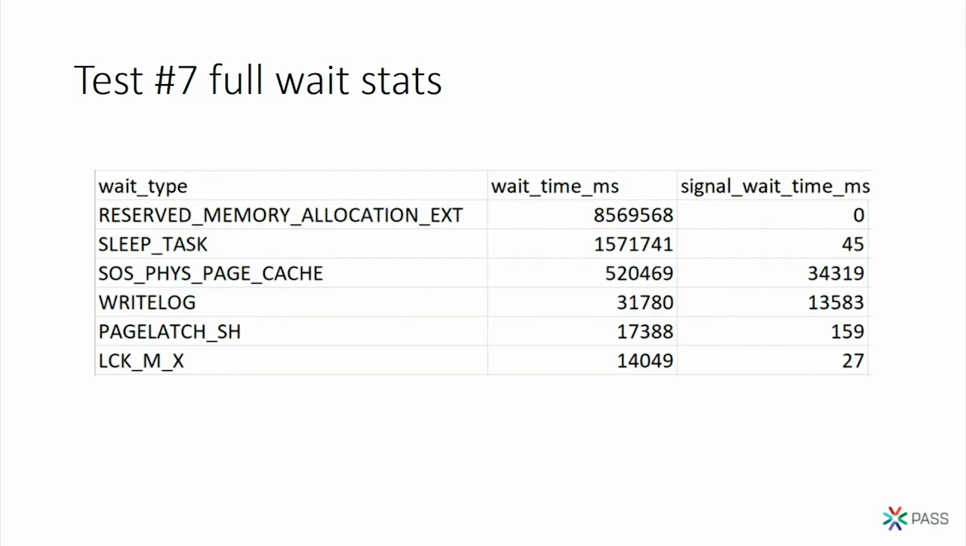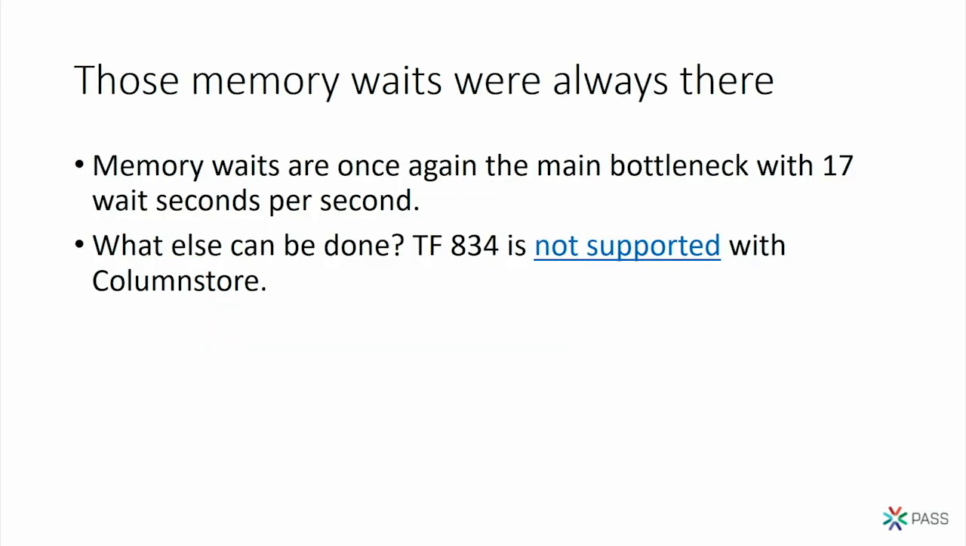I'm going to look at my waits anyway, because, you know, some waits are CPU busy. And it's my biggest enemy, the RESERVED_MEMORY_ALLOCATION_EXT wait. Do the math, we're at about 17 wait seconds per second. Okay, so this is our problem. We can't go home. Boss says you have to load the data in 6 minutes before you can leave.